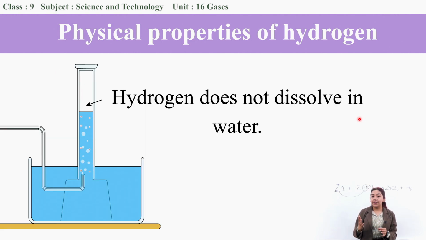Now another physical property is hydrogen gas does not dissolve in water. That's why it forms air bubbles after it comes out of the delivery tube, and when it is being collected in the gas jar, it forms bubbles and it rises up because it does not dissolve in water.